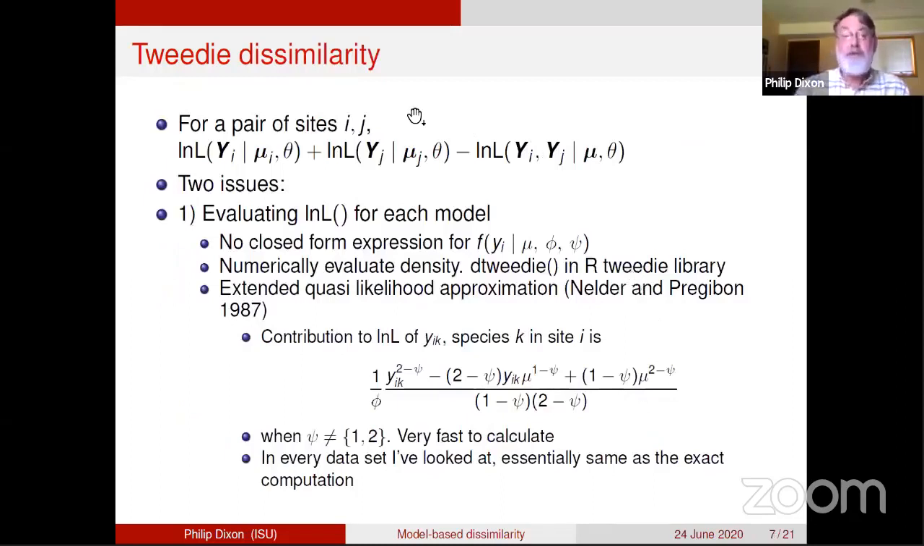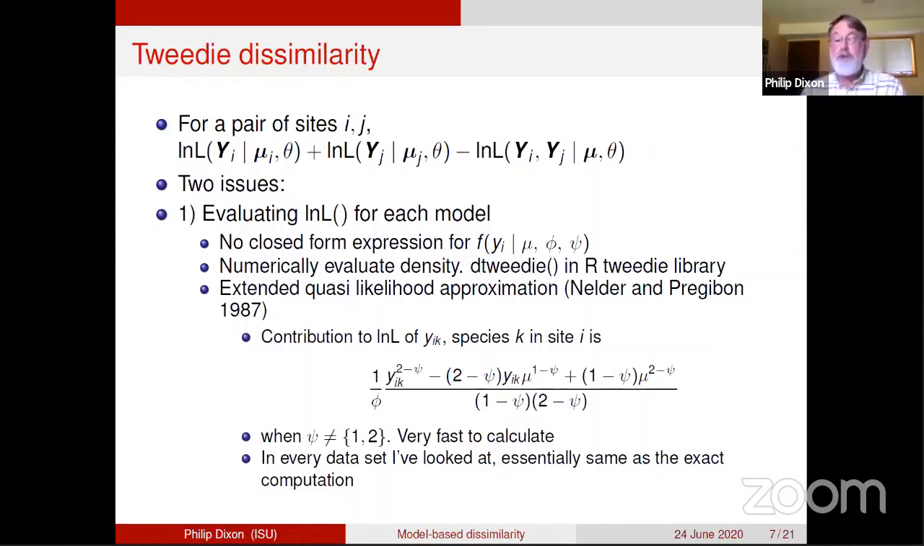So what we need to do is to figure out, for that distribution, the log likelihood under a model where we have different species compositions summed over the 2 vectors, and subtract from that the log likelihood, again for those 2 vectors, under the common model. There are 2 issues in doing this for a Tweedie. We have to evaluate the log likelihood first, and it's complicated for a Tweedie because there's no closed form expression. One can numerically evaluate the density.